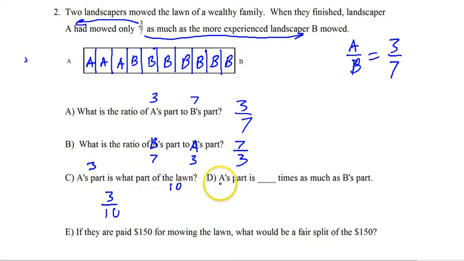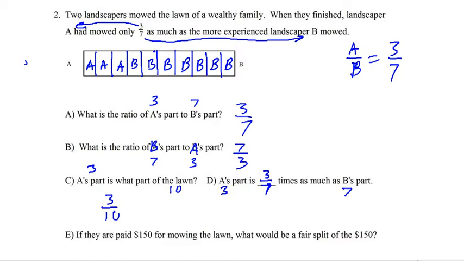Okay. So A's part is, well, A is 3. Blank times as much as B's part. B's part is 7. So that's a 3/7 times. And if you check it, multiply by 7, you get 3.